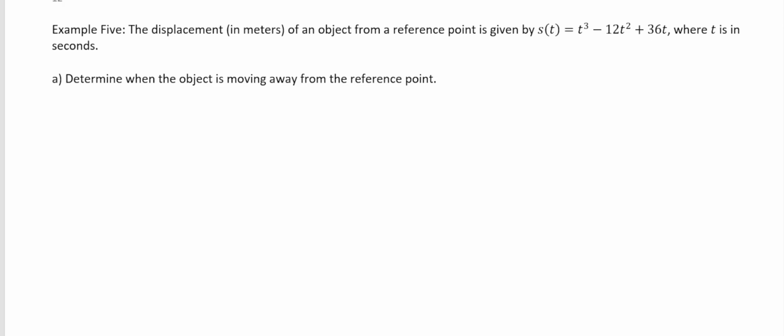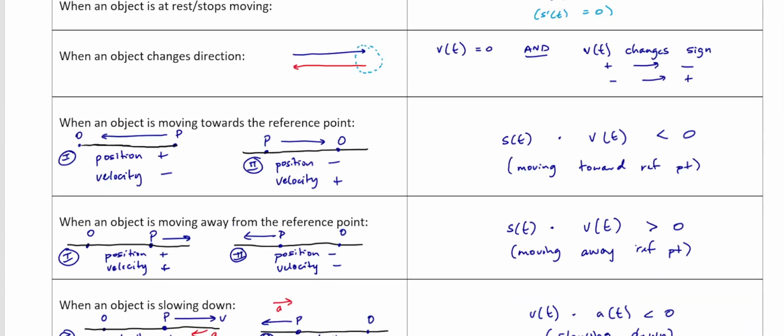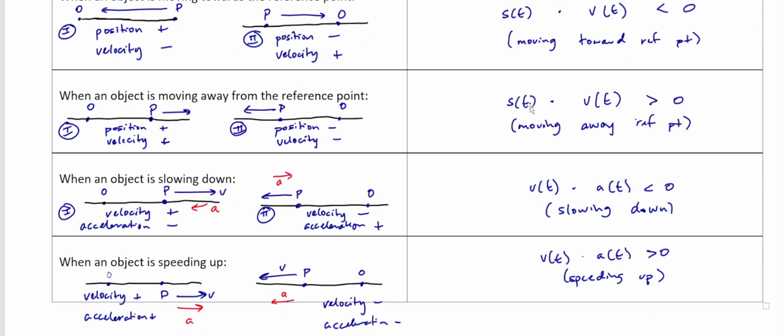Okay, let's first read through the example. It says the displacement in meters of an object from a reference point is given by this displacement function right here, where t is in seconds. So I've got meters and seconds. Determine when the object is moving away from the reference point. Recall, if it's moving away from the reference point, the product of S of t and V of t should be a positive number. Let's double check that that's the case. Flipping back. Okay, moving away from the reference point, yep, S of t and V of t have to have a positive product.